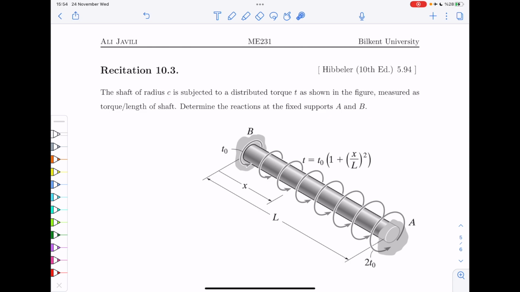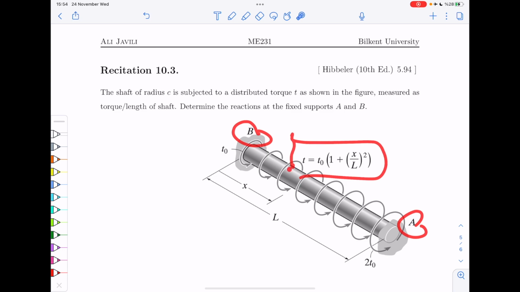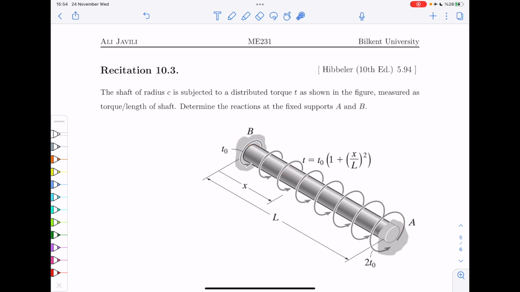Okay? So you can immediately see that this is fixed at both ends. So you have two unknowns, but we have one equation. The equation that we have is equilibrium of moments, or in this case, equilibrium of torques, right? Whatever you have at A and B, if you add it up to whatever you apply externally, you should get 0. That is your equilibrium, which is your first equation. So we are going to begin with that.